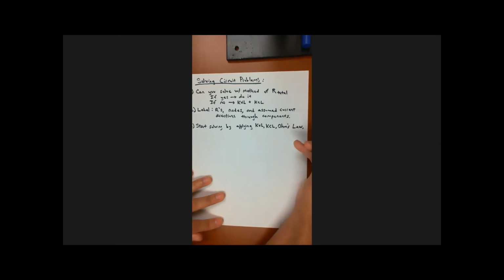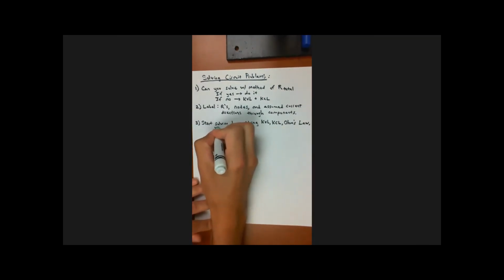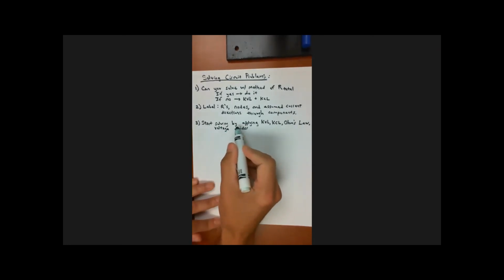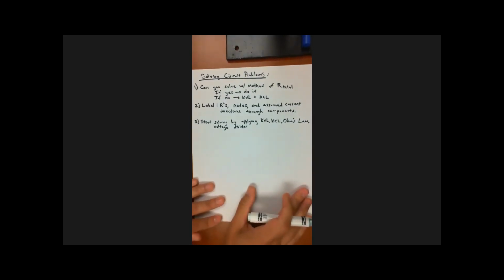For example, if you get to a point in your problem where you know R1 and you know I1, then by all means, use Ohm's law to find V1. And the voltage divider, don't forget about voltage divider. Start solving the circuit by applying KVL and KCL and Ohm's law and the voltage divider. Use all the tools in your toolbox.